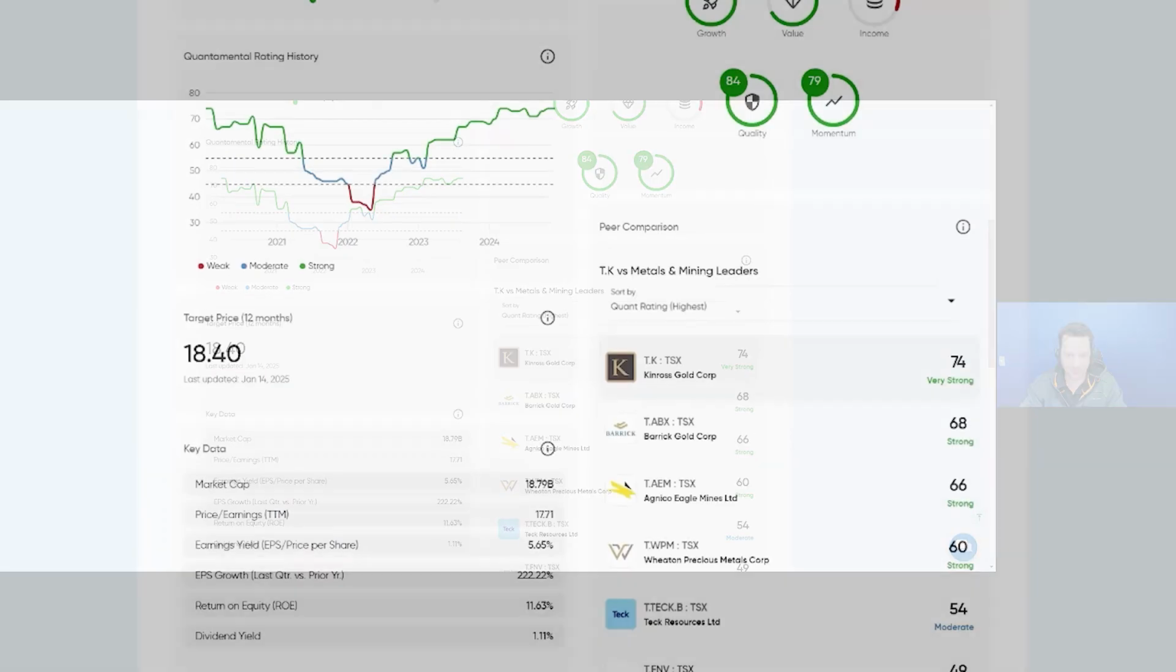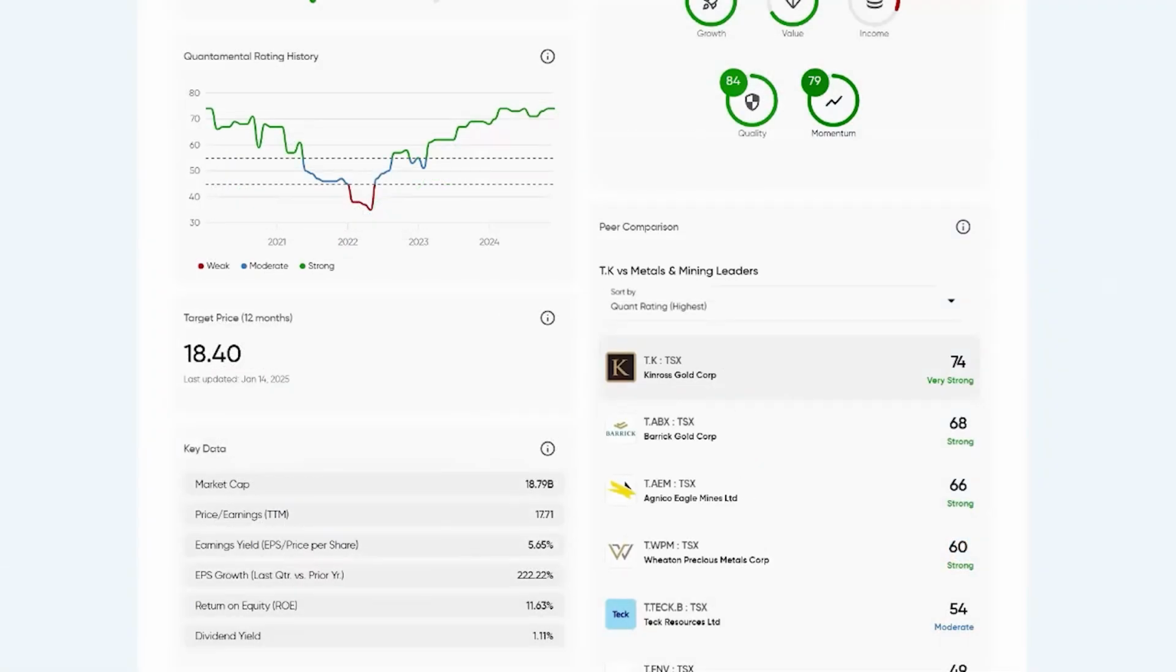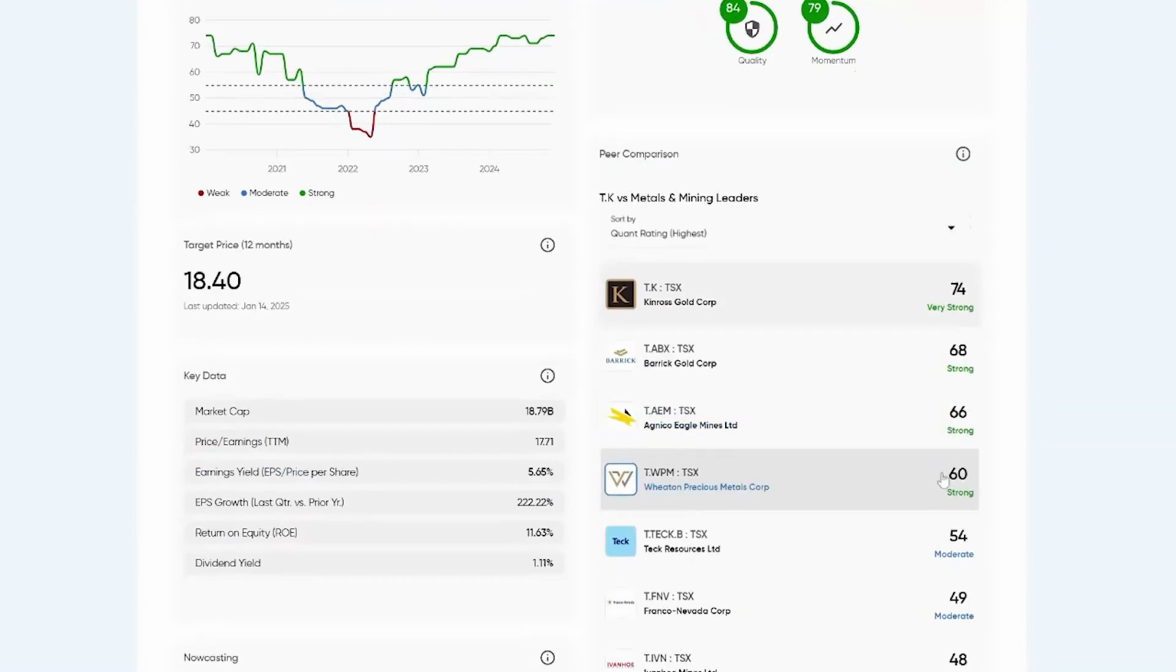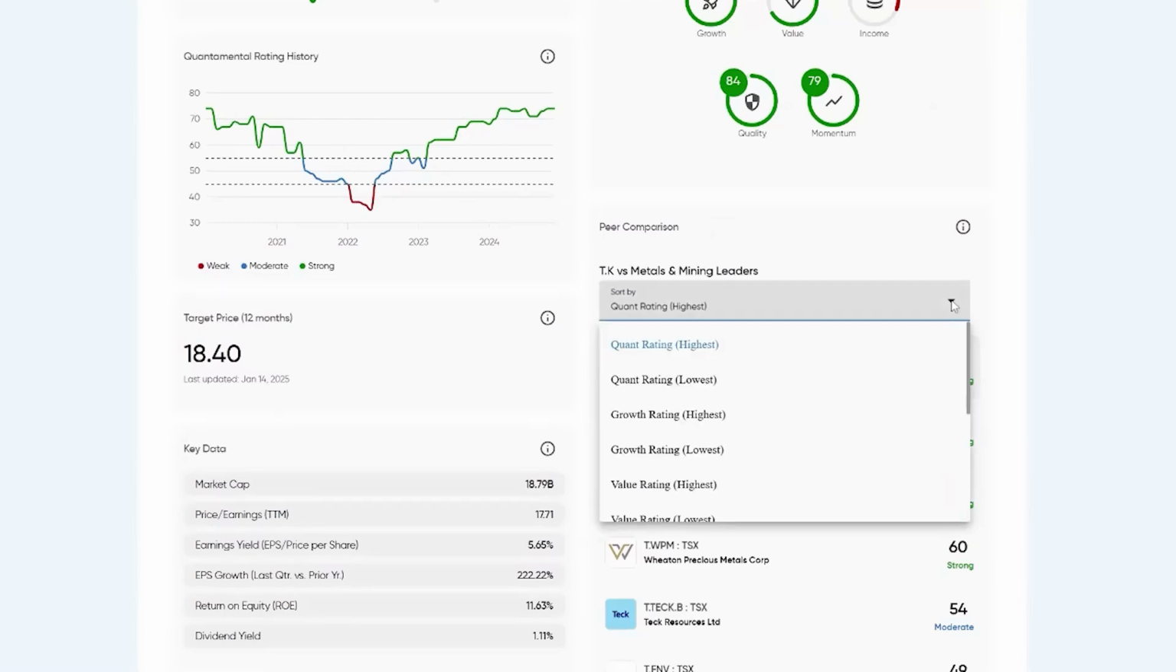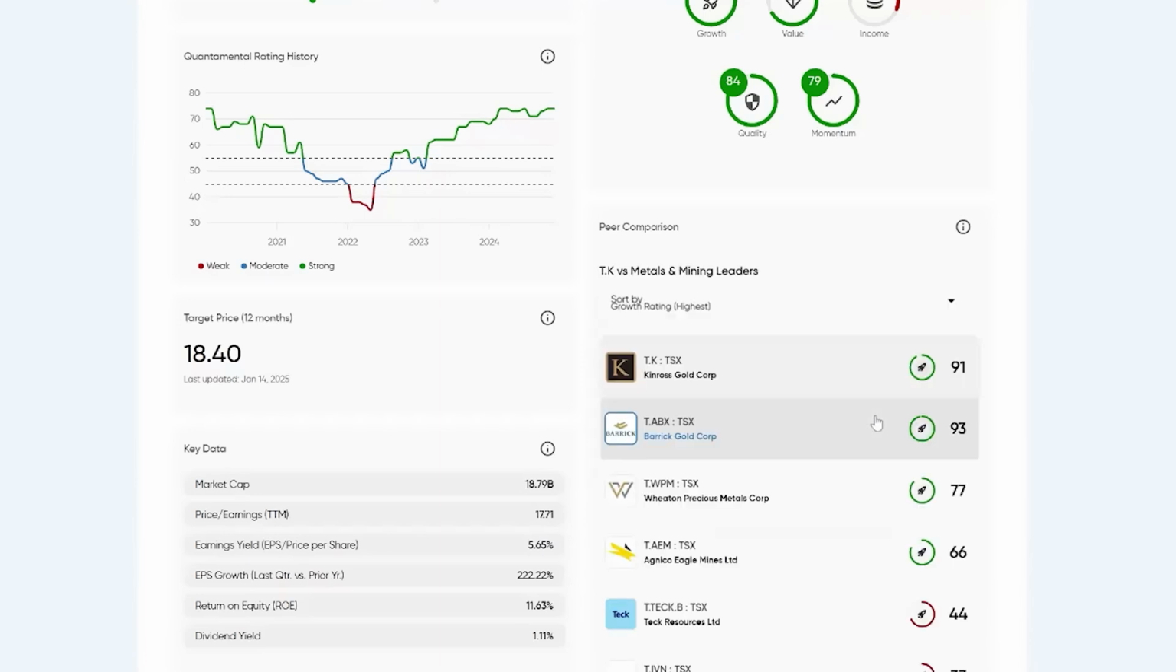So the peer comparisons, where I find a lot of value as well. If I'm looking to invest in this sector, I can see now how Kinross compares to other gold or mining stocks in the sector. So right now, overall, with the total quant rating, it has 74, which is very strong, right? And comparing to all other stocks in the sector, it's the highest, right? Now we can go ahead and change that. So maybe I want to see who has the highest growth rating. Now we have some other stock coming up, Barrick Gold, right? So that's something I might want to put on the watch list.